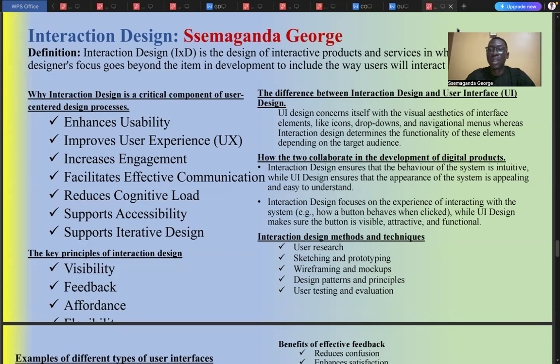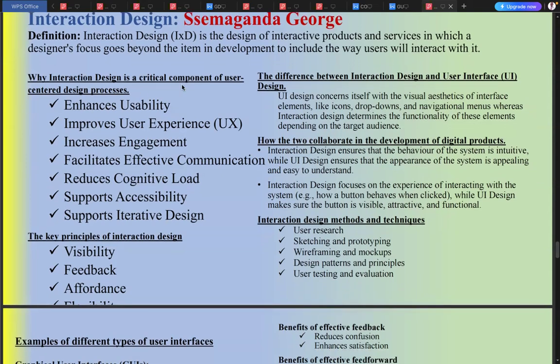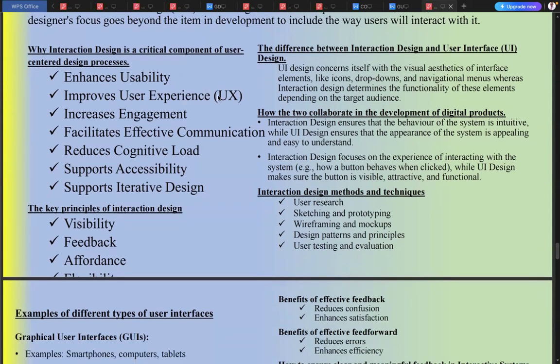I'll continue straight from where my colleague has stopped. The definition of interaction design is basically how interactive you can make a product or a service, where, as a designer, your focus goes beyond the item in development to include various ways in which users can interact with the product. So why is interaction design a critical component of user-centered design processes?